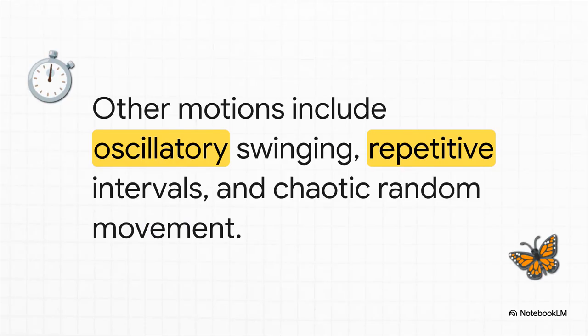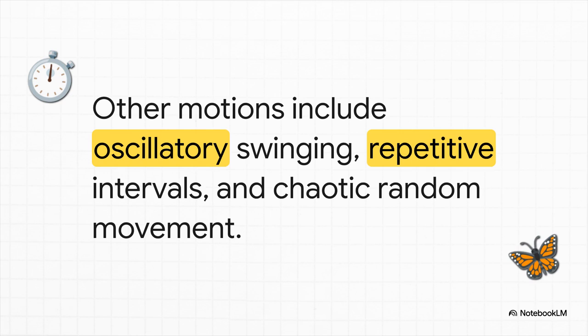Then we have oscillatory motion. This is that classic swinging back and forth around a central resting position. Think of the pendulum of a grandfather clock, or the vibrating string of an acoustic guitar. Next is periodic motion, which repeats over highly predictable, specific time intervals, like the steady rhythm of your heartbeat.